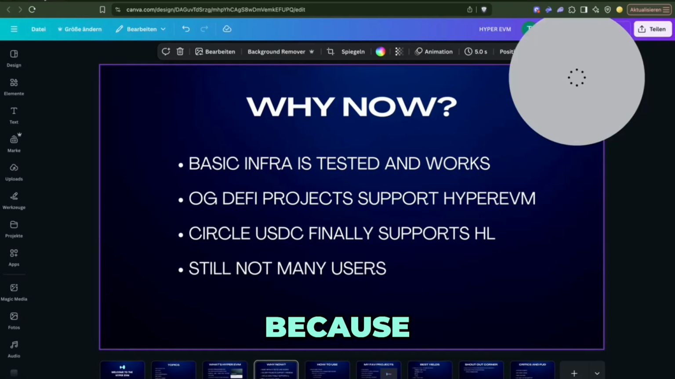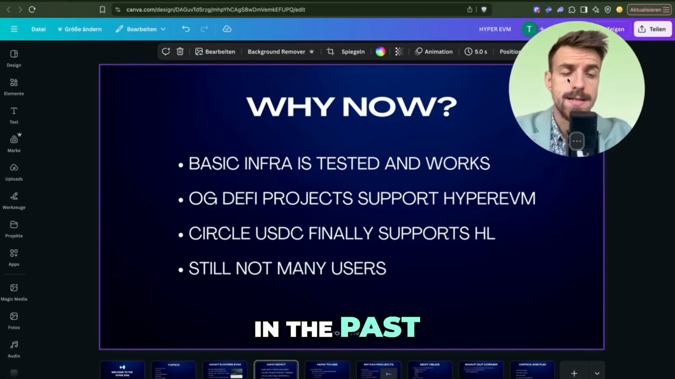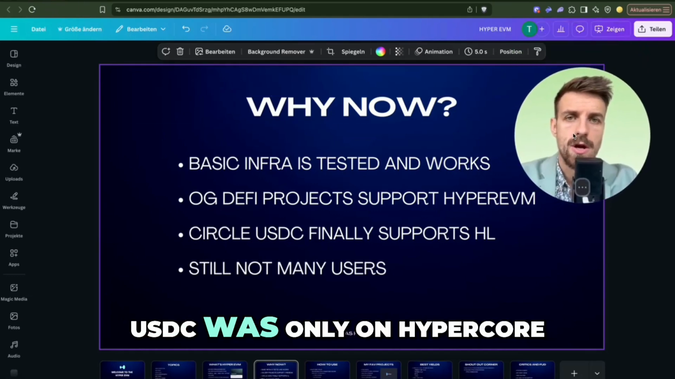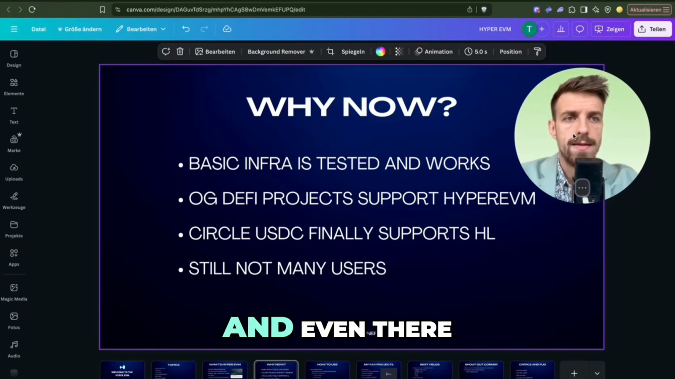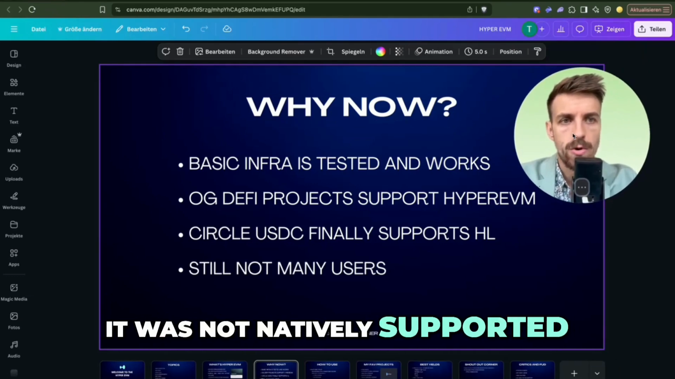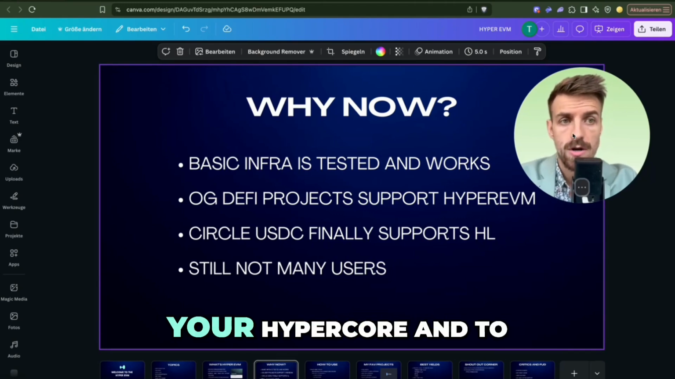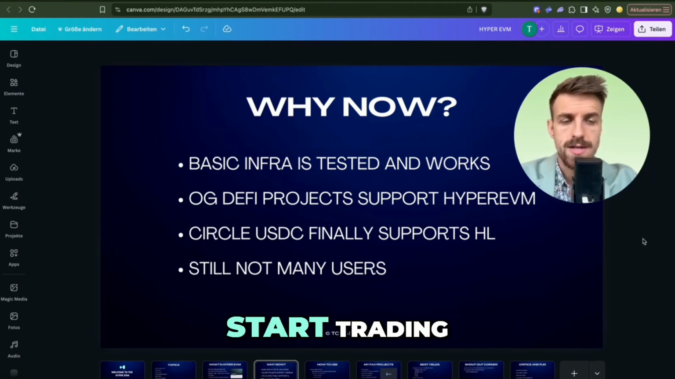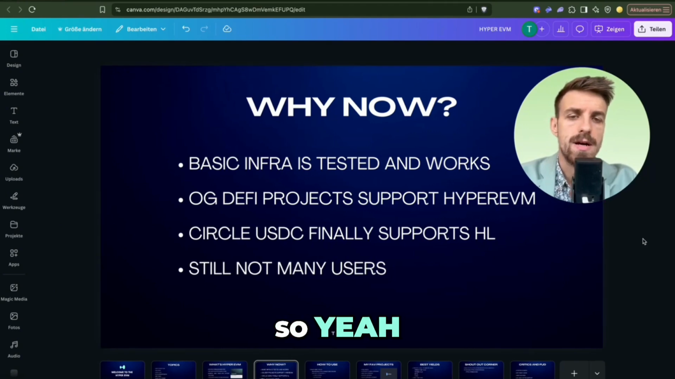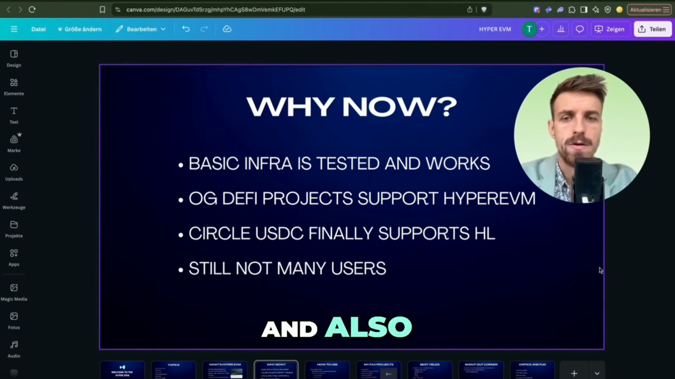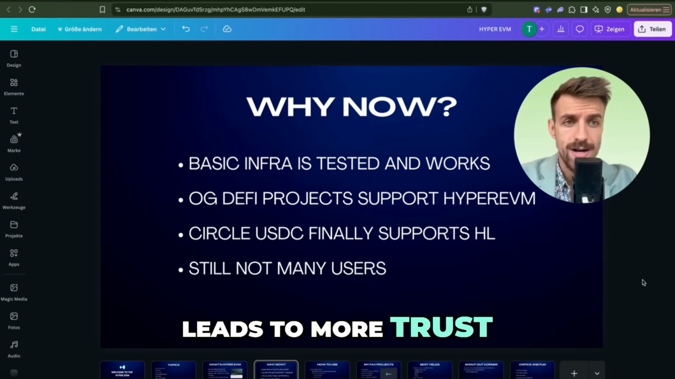because in the past, USDC was only on Hypercore, and even there it was not natively supported, so you had to use the Arbitrum bridge to get USDC on your Hypercore and to start trading. So yeah, it's a really important step, and also of course leads to more trust.